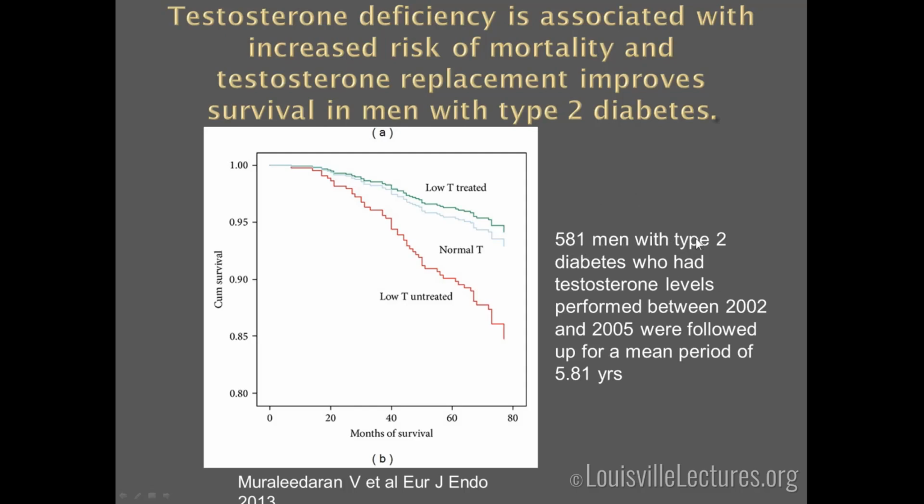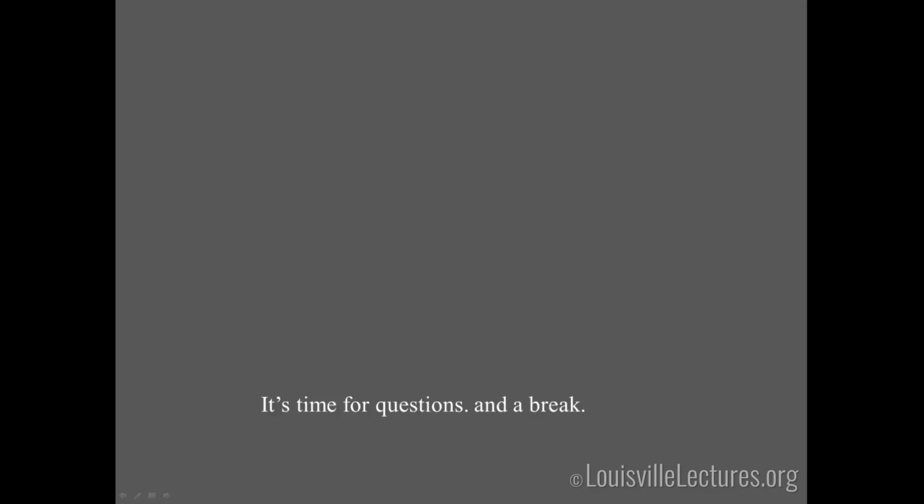And here's a study which dealt with survival. This is 581 men with type 2 diabetes who had testosterone levels performed, and they were followed in an open label fashion for 5 years. In some of the cases testosterone deficiency was treated, but in some of the cases it was left untreated. In comparison to the normal testosterone diabetic men, the treated low T group had similar survival, whereas those left untreated had a greater chance of dying. So, which is the right answer? I don't know. But we'll find out.